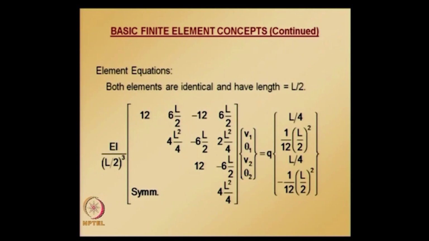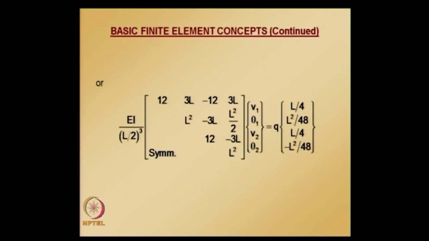Now we are ready to assemble the global equations. There are 3 nodes, and at each node you have 2 degrees of freedom. The element 1 contribution goes into rows and columns 1, 2, 3, 4, and the element 2 contribution goes into rows and columns 3, 4, 5, 6 of the global equations. And that is the simplified form of each element equation.